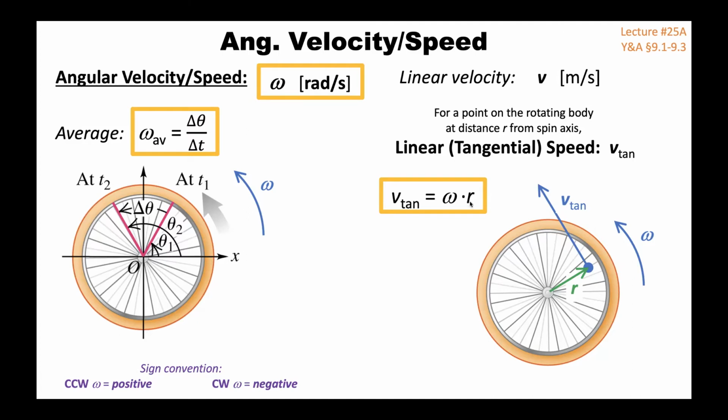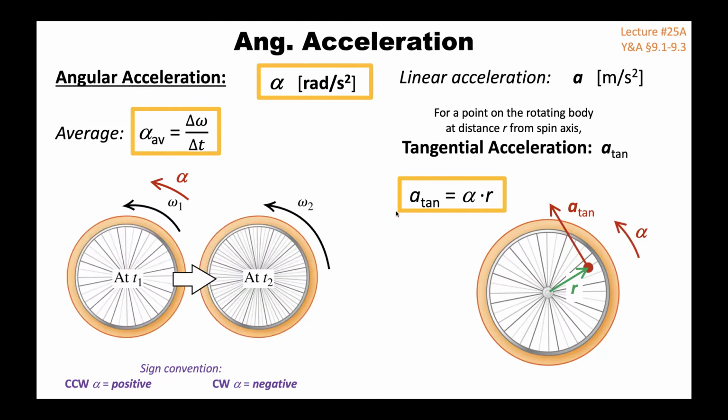And on the next slide, you're going to see a similar relationship right here for acceleration. Linear acceleration is going to be equal to angular acceleration times radial distance. So what do we mean by angular acceleration? That is, if you have some change in the spin rate over time. So suppose at some earlier time, t1, this bicycle wheel was spinning with a slower speed, omega 1. And then at some later time, t2, it's spinning with a much faster angular speed, omega 2.